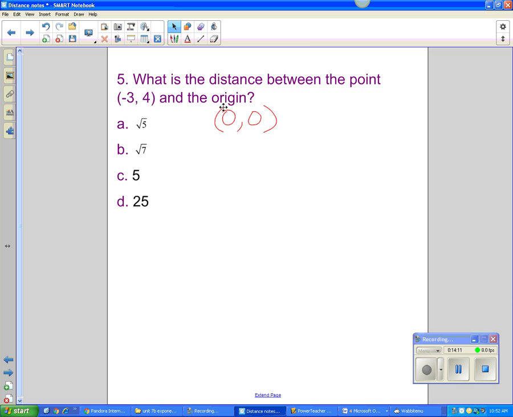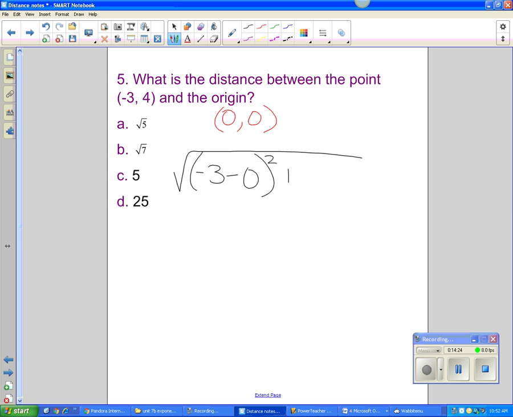So I'm going to do it the same way, just putting in 0. So square root, parentheses. Gavin, what goes in for the x's? Negative 3 minus 0. Very good. And then I do it squared. Destiny, what are my 2 y values? Which one's the y here? 4. And what's the y value over there? So those are my y values. 4 minus 0 squared.